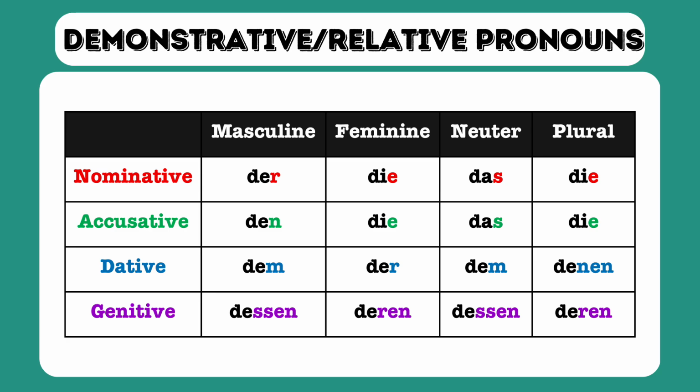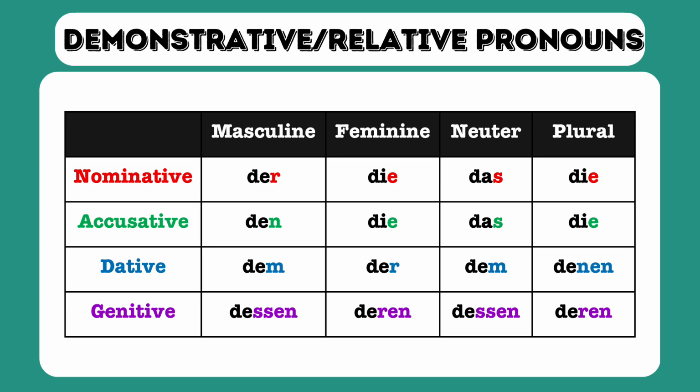If you look at this chart, it looks exactly like the der words chart with 5 very important exceptions. The dative plural, instead of being den, is now denen, and all of the genitive ones are now a bit weirder. So instead of saying des for both masculine and neuter nouns, we now say dessen.